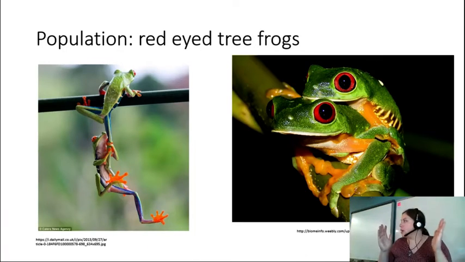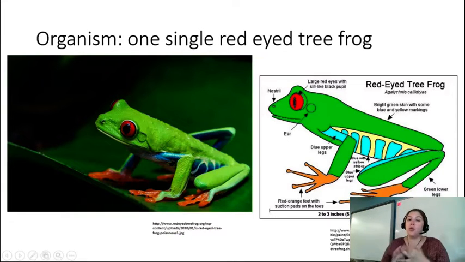Okay, and then we narrowed down to a population of red-eyed tree frogs. And so a population is individuals of the same species in the same place, but multiple of them. So multiple red-eyed tree frogs. I want you to note too, I am putting the URL underneath all of my pictures. So I'm citing my pictures by putting the URL underneath. Okay, and then we've got an organism, a single red-eyed tree frog. Okay, just one red-eyed tree frog.